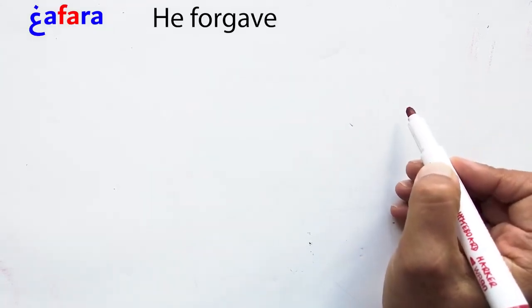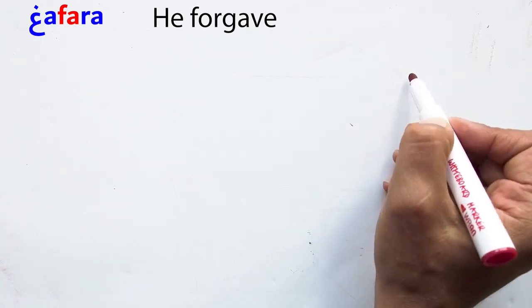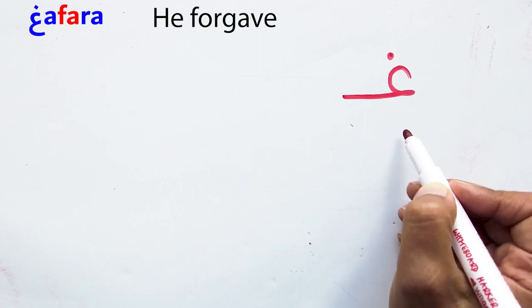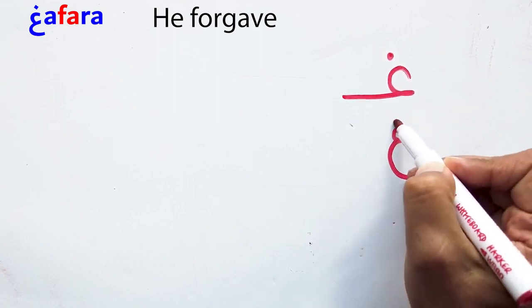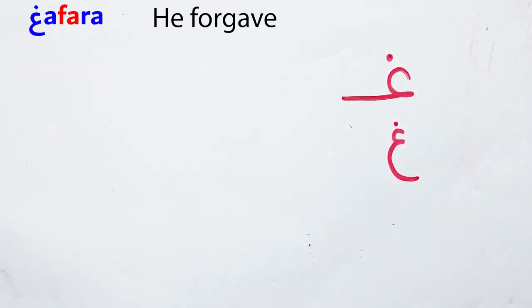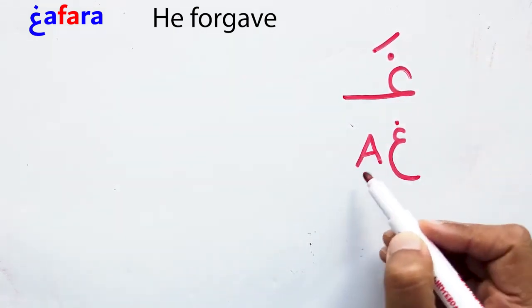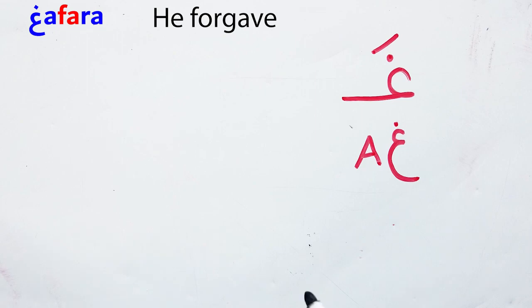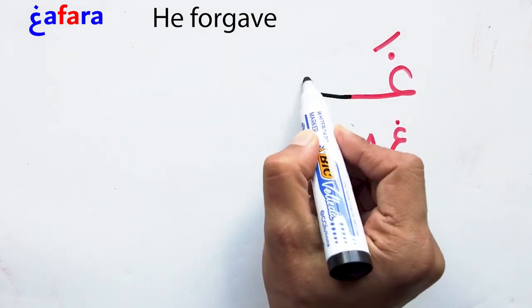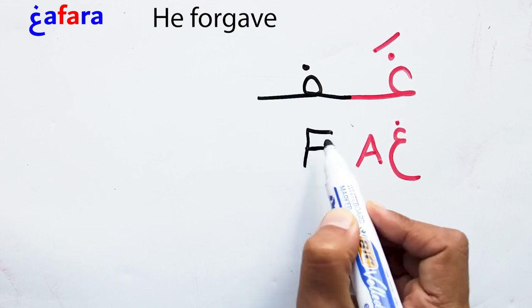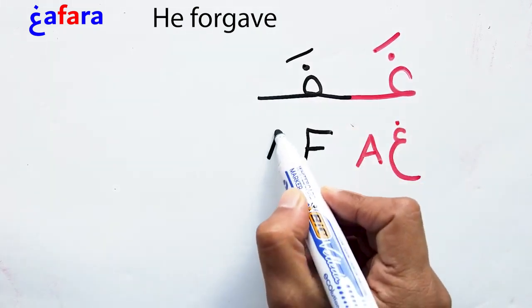غفر. This letter sounds like the R in French. I'm going to write it as it is because we don't have the sound of this letter in English. The sound of A. And then we have f, the sound of F. It is here. F, the sound of A.